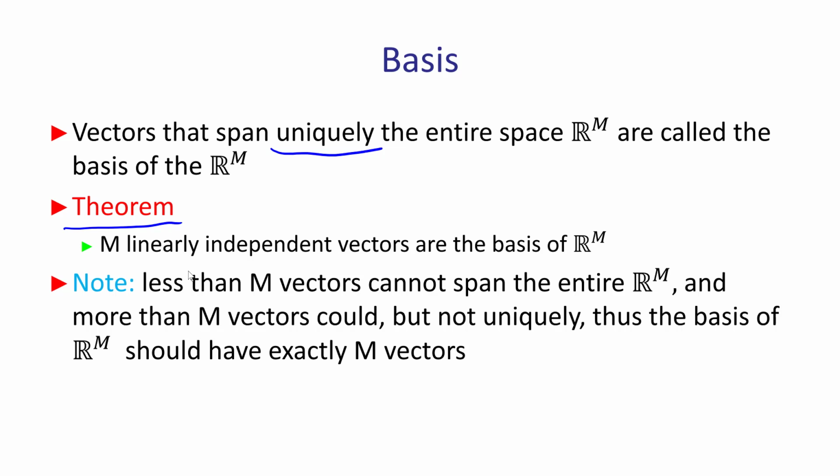More than that, if you're using more than m vectors, it could span the entire space, but it will not be unique, which means you will have some linearly dependent vectors if you have more than m vectors in m-dimensional space. This means that the basis of Rm should have exactly m vectors. So if you have vectors of dimension 2, you need exactly 2 vectors to span two-dimensional space. And those vectors should be linearly independent. If you have, for example, a space of size 10, then you need 10 vectors to span that space.